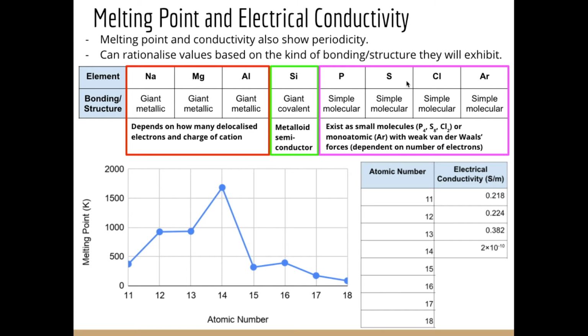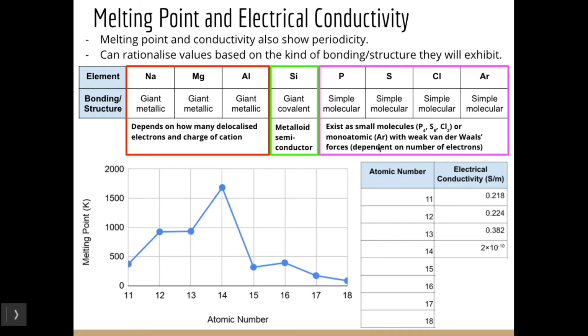So we have phosphorus, sulfur, chlorine, and argon existing as small molecules in the case of phosphorus, sulfur, or chlorine, or monoatomic in the case of argon, where we're going to have weak van der Waals forces. We've looked at intermolecular forces before. Van der Waals are very weak, doesn't take very much energy to interrupt them. Now these are going to be dependent on the number of electrons. So we see a little bit of discrepancy here, where we've got an increase from the phosphorus to the sulfur, and then a decrease from the chlorine to the argon.